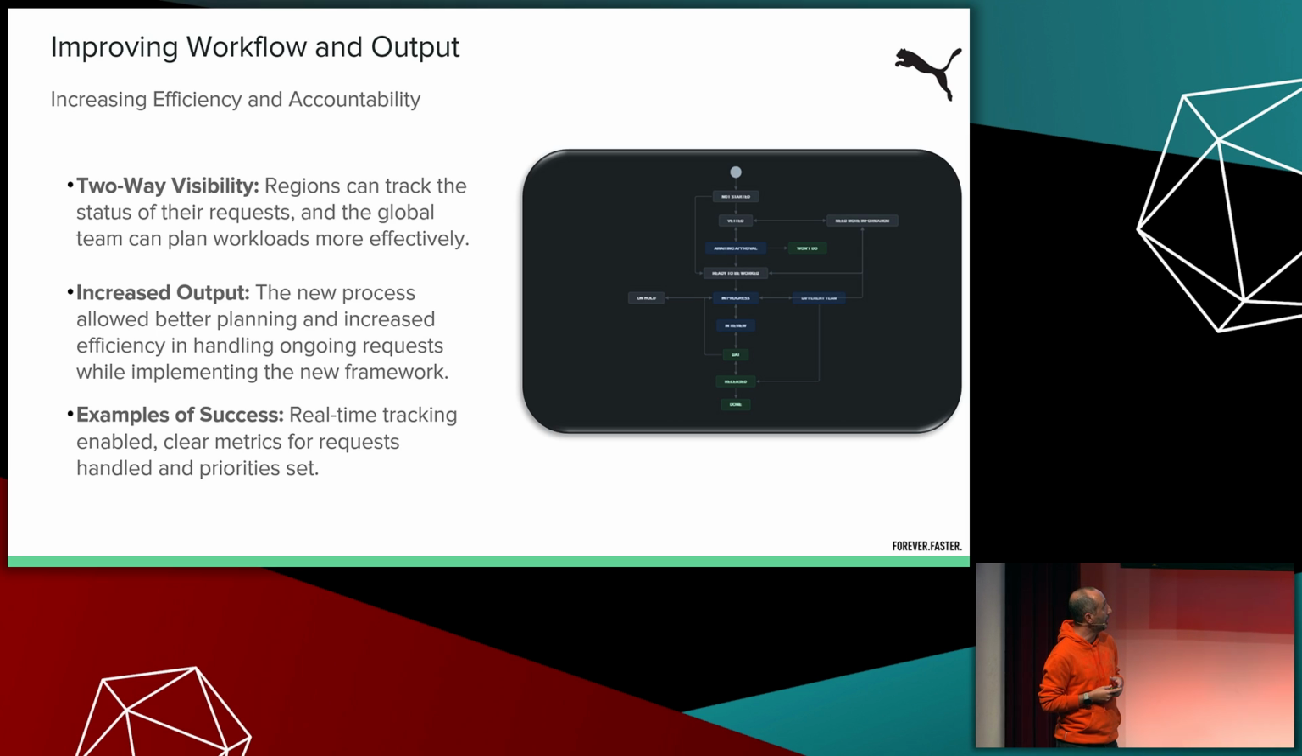Obviously, the new processes that we put in place created increased output for us because there were no vague points, and the inefficiencies were eliminated. And then examples of success. We have real-time tracking enabled. We have clear metrics for requests handled and the priorities that were set.